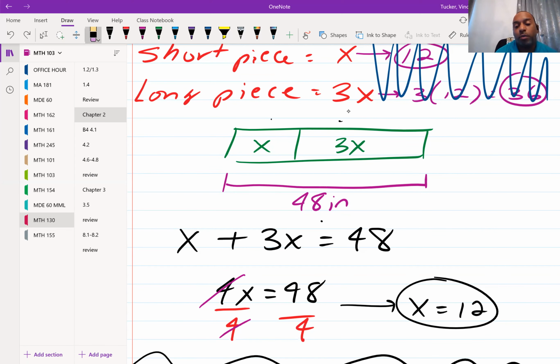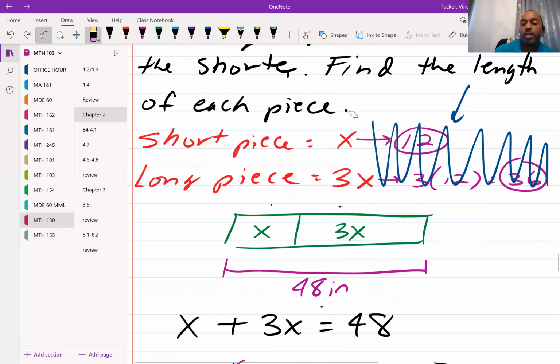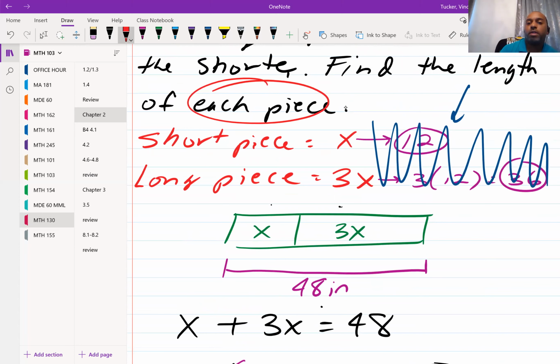So before we finish out the problem, make sure we've answered everything that they asked of us. Any questions on how we got to X equal to 12? All right, so whenever dealing with word problems, you always want to make sure you've actually answered the question because you could have solved everything right. But if they ask you for more than one answer, then you didn't actually answer the question. So notice here it says find the length of each piece, not just one piece.